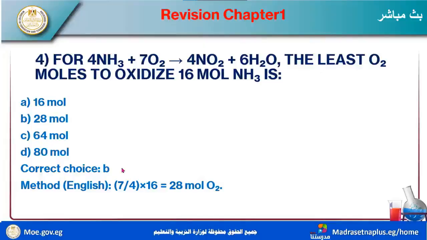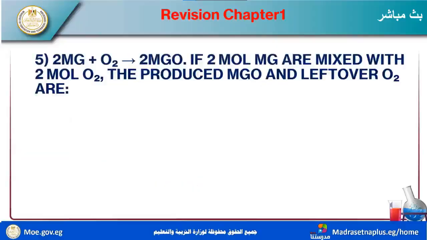Now, to conclude, you must know how we obtain this formula. I told you before, you make the equation: 4NH3 needs 7O2, so 16 needs what? 16 times 7 over 4. So the answer is 28.